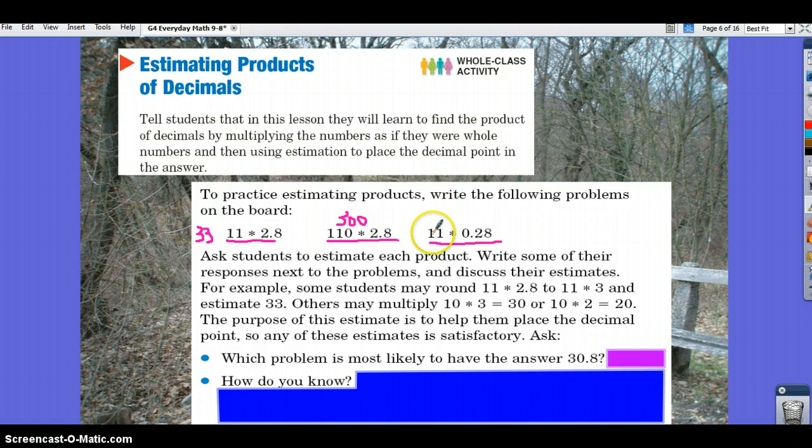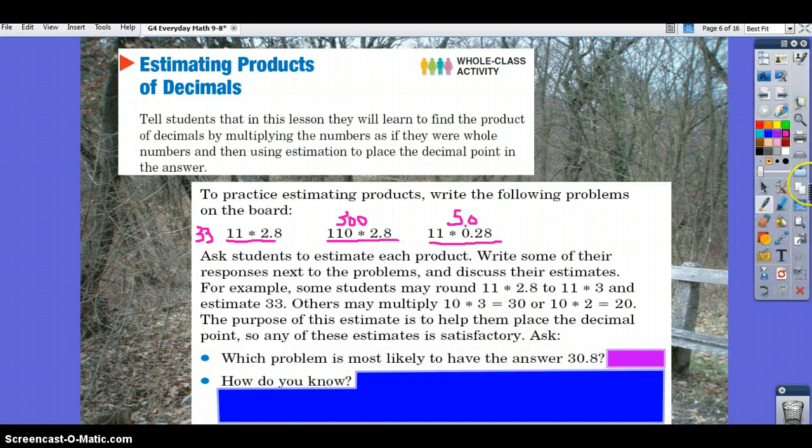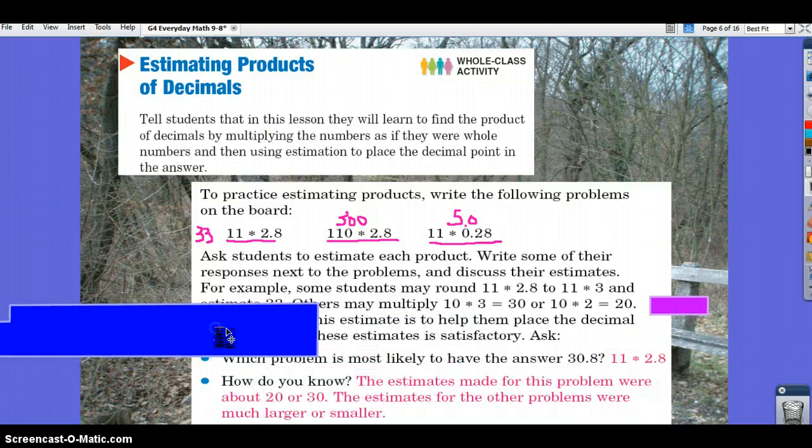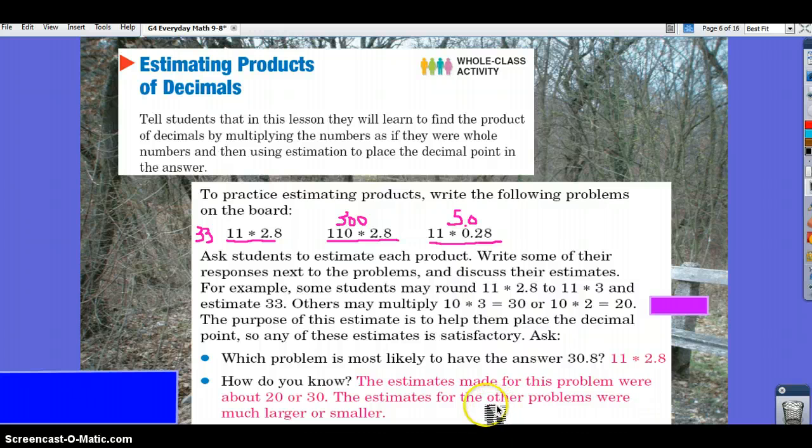And the final one, 11 times 0.28. Well, that's not even half. So I'd round 11 to 10, times half, 0.50, would be about 5.0. So as I look at which answer is likely to be closest to 30.8, well, the number that is, is the first one, 11 times 2.8. How do I know? Well, I just explained it to you. I estimated the numbers for the problems, and the other problems were either much larger or much smaller.